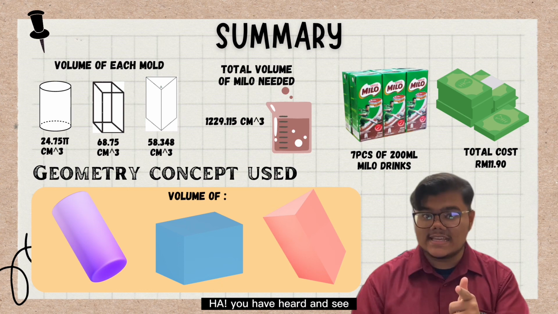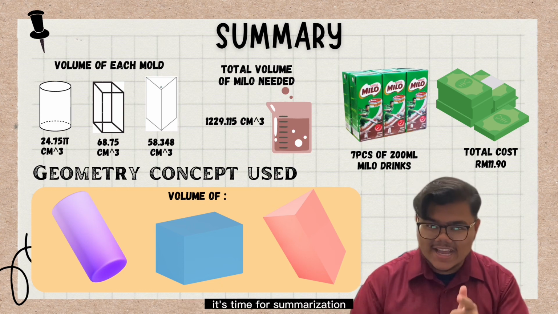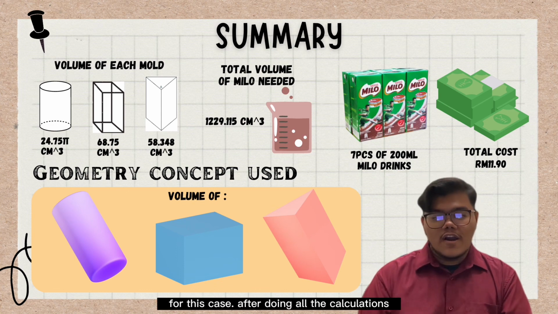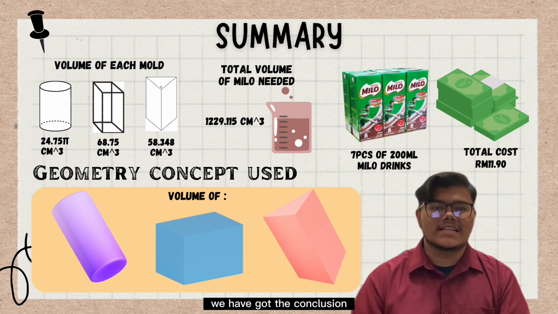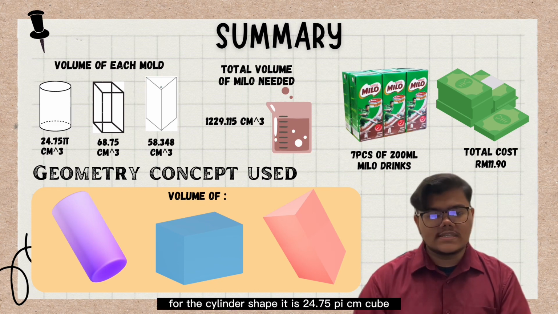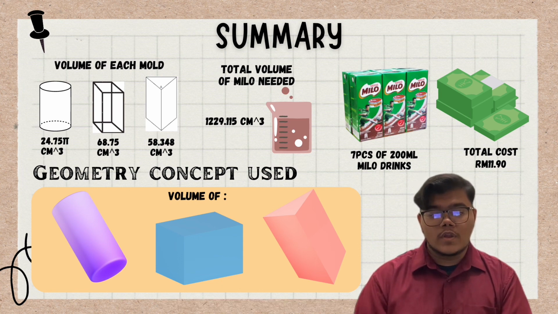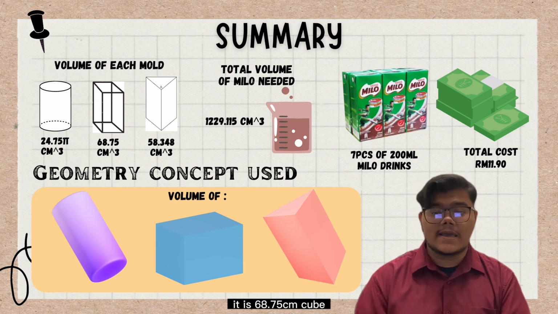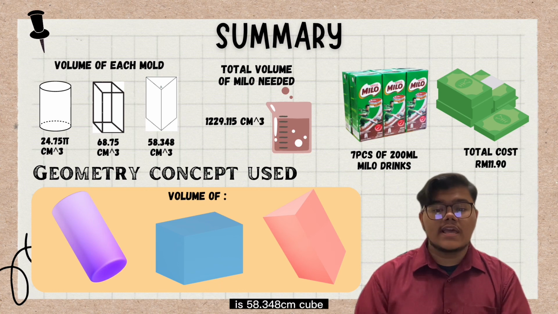You have heard and seen our explanation for this second case. So it's time for summarization. For this case, after doing all the calculation, we have got the conclusion. First of all, the volume of each mold. For the cylinder shape, it is 24.75 pi cm cube. For the cuboid shape, it is 68.75 cm cube. And the last one, for the triangular prism, is 58.348 cm cube.